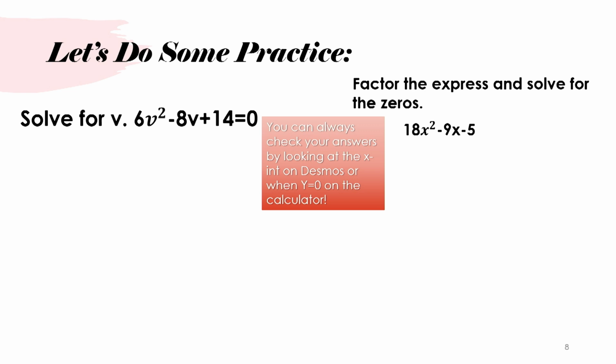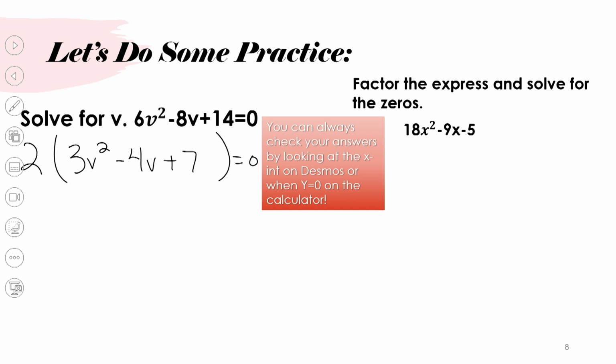So my GCF here, I have a 6, an 8, and a 14. They're even numbers, so I know that I can take out a 2, and then I'm going to write what's left, which would be 3v squared minus 4v plus 7 equals 0. My a, and you might want to label them, and that's fine if you do, so you can see what my a equals. Well, a is more than 1, so I'm going to use bottoms up. So I'm rewriting it.